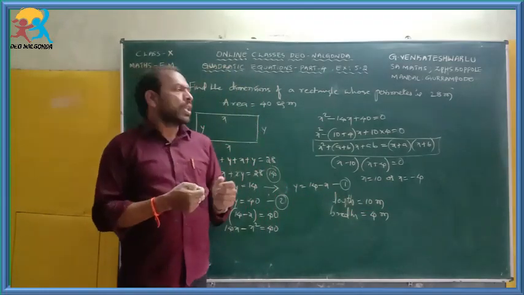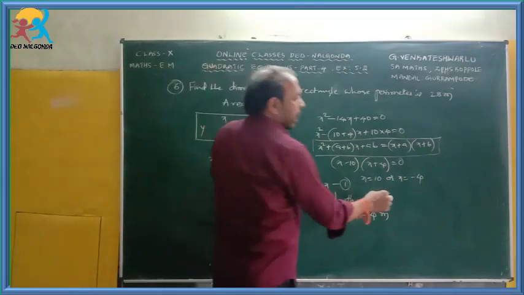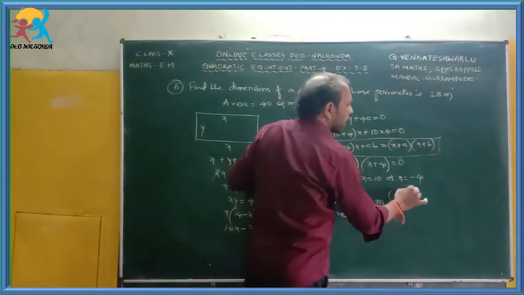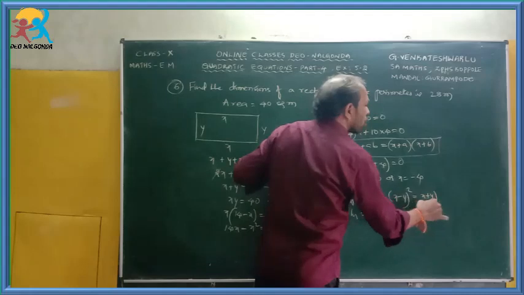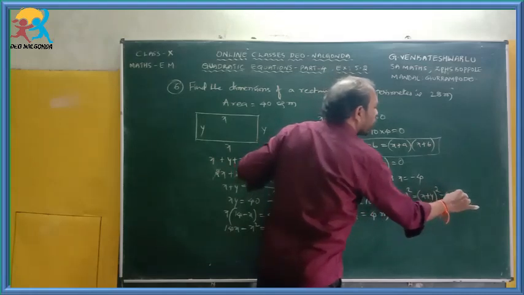Once again, look here. Otherwise, you can do it by another method. x minus y whole square is equal to x plus y whole square minus 4 times of xy.